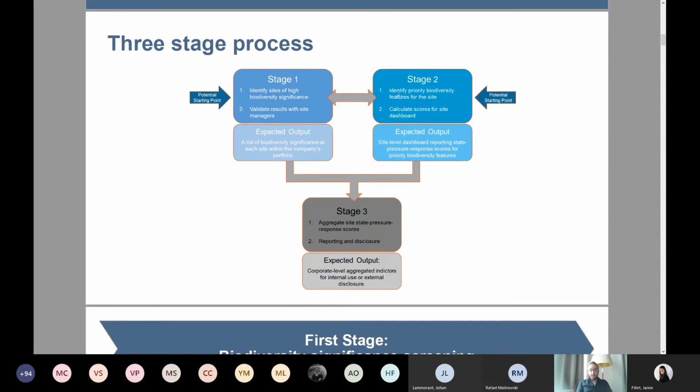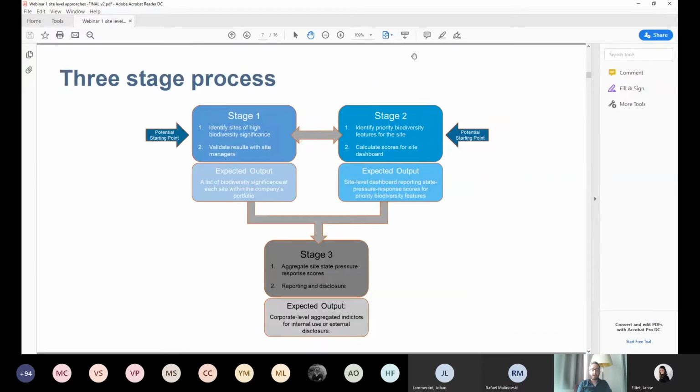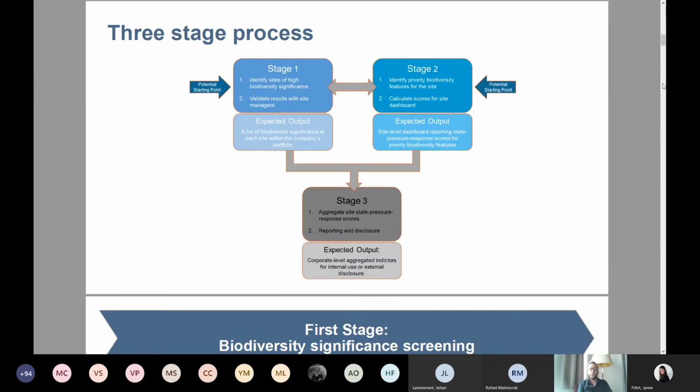So the methodology itself is a 3-stage process, the first of which is this high-level screening of biodiversity significance for all sites within a company's portfolio. And what we aim to do here is to provide an indication to companies of which of their sites has the highest biodiversity significance and therefore has the highest potential impact as a result of their actions on the ground.